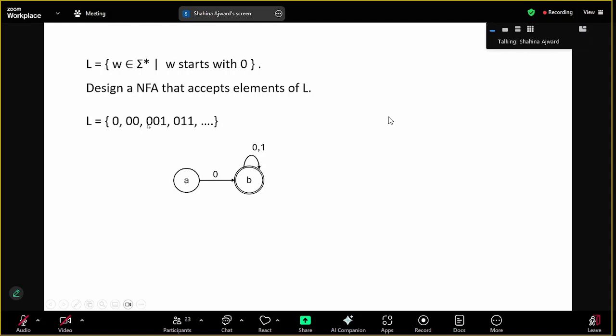If you take 0, 0, 1, it is 0, 0, and 1. Let's take 0, 1, 1. It is 0, 1, and 1. So this is acceptable, as are all the words which start with 0.